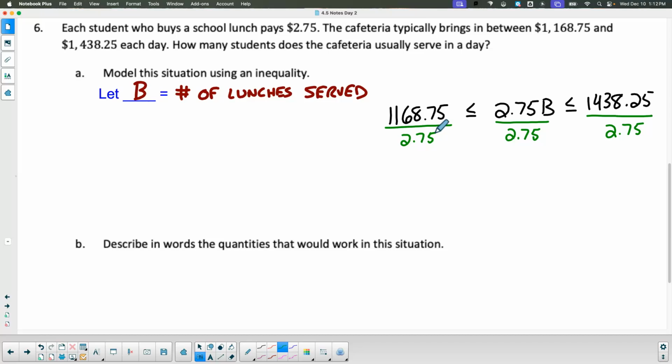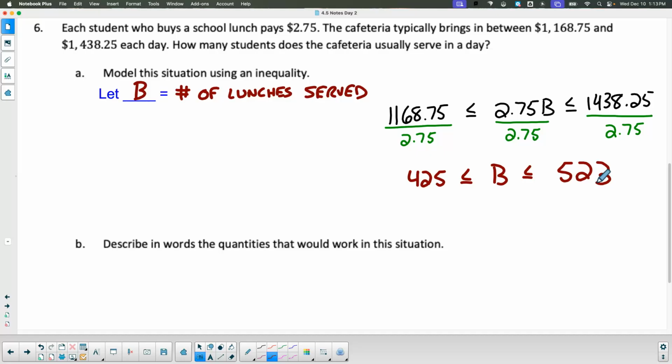And are you calculating the left one or the right one? What do you got? 425? Anybody calculate the right one? 523. Annie, you got a confused look on your face. 1438.25 divided by 2.75? 523? Yep, okay. All right. So that would be my solution then.